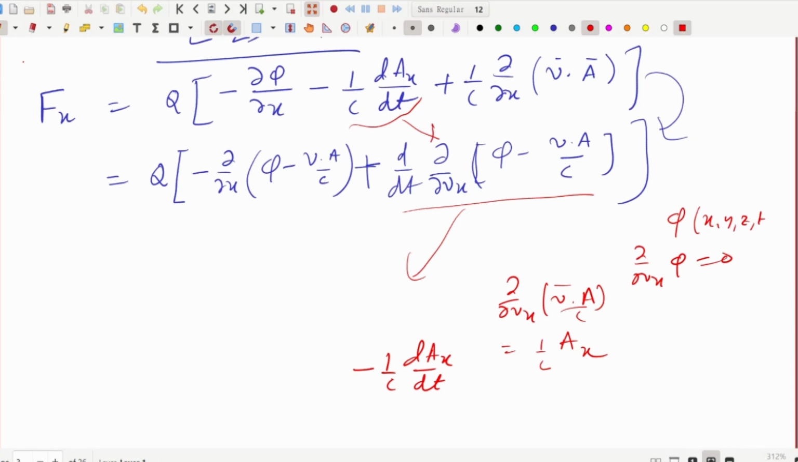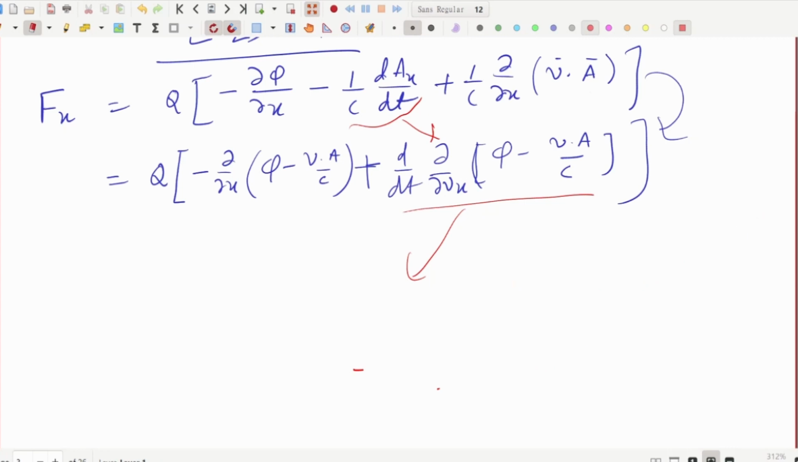In the first term, we already had del phi del x, and that term is already there, so they are combined. That is a very nice result: we can write the x component of the Lorentz force exactly in the form F equal to minus del U del q plus d/dt of del U del q dot of U.